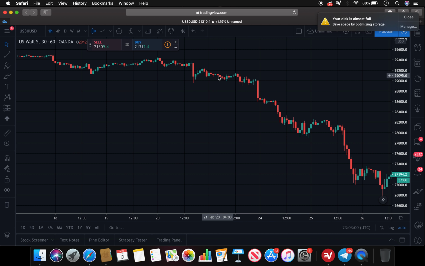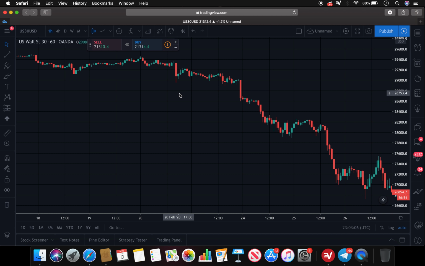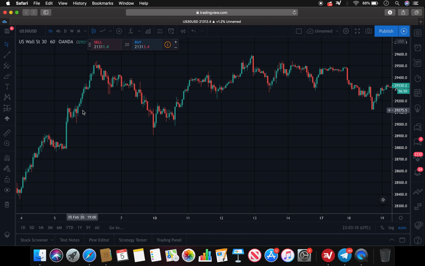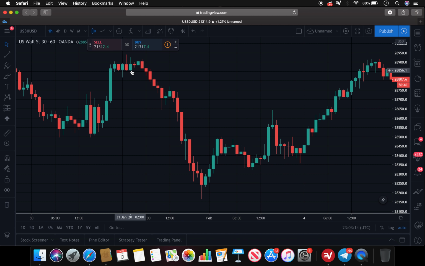Since OO is a time sequence strategy, we want to have the time set to UTC, which is United Central Time, and then you want to have it on the 1 hour chart. It's a very simple strategy, okay? What we're going to do is find the OO on the chart, which is here. So price must break above or below the OO.